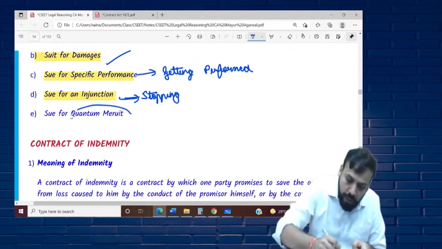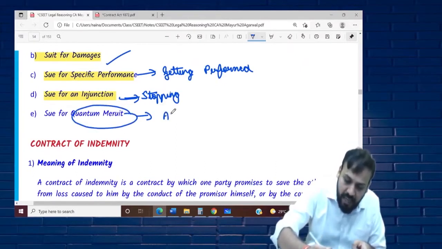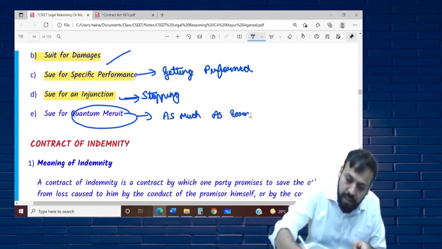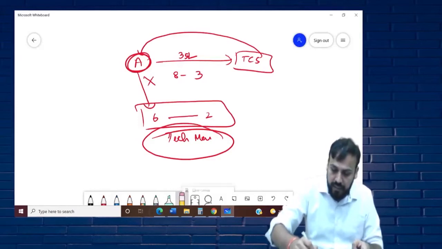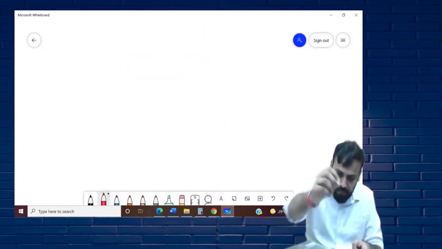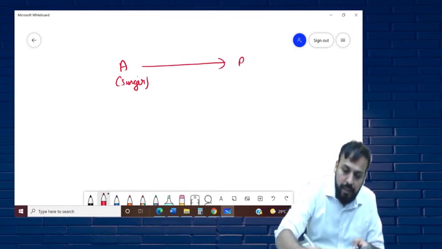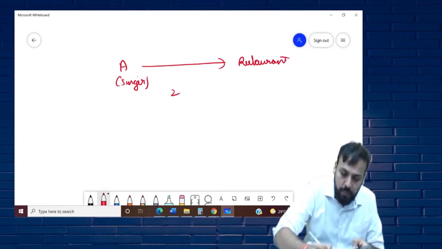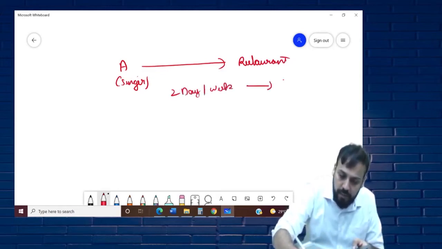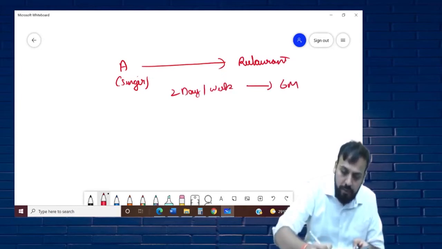And what is quantum meruit? Quantum meruit means as much as earned. I'll give you an example, very clear. A is a singer. He is ready to sing in a restaurant twice a week, two days per week, for 6 months, and per day he will get 1,500.